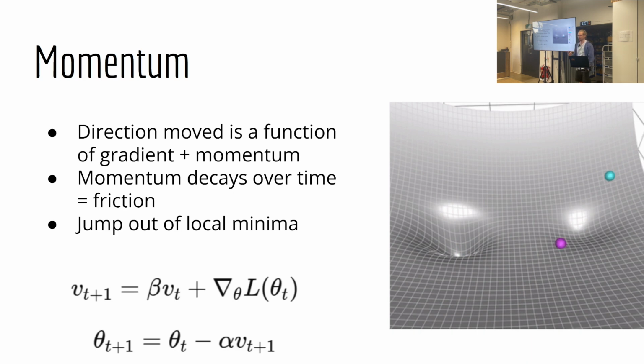One is you jump out of local minima. And two, you converge faster. If every time step you keep going downhill in the same direction, the ball rolls faster and faster and faster. So high level, that's what momentum is. Works pretty good. That's what we use.